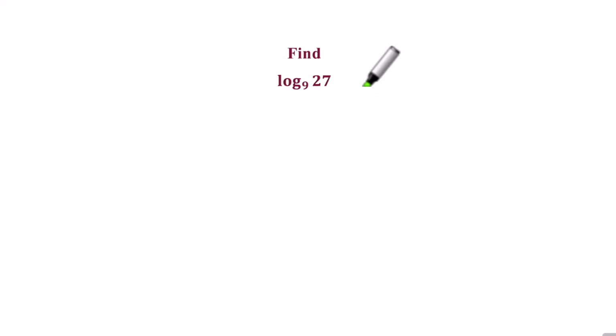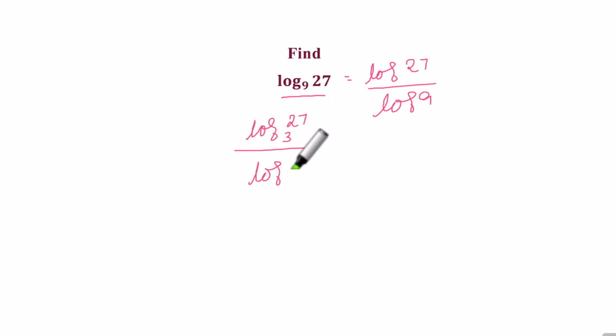Can you find it? To use a calculator, you can write log 27 over log 9. In this case, the base is 10. We call it common base logarithm. But to do this without a calculator, you can find a common base for 27 and 9, that is 3. So logarithm 27 in base 3 over logarithm of 9 to base 3. This is called common base logarithm.